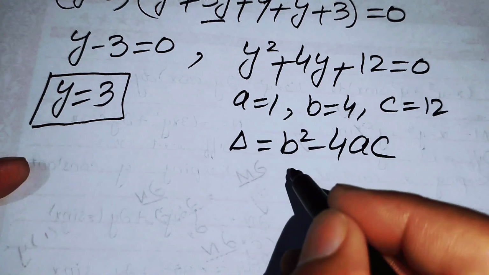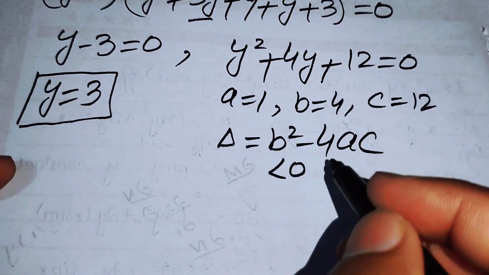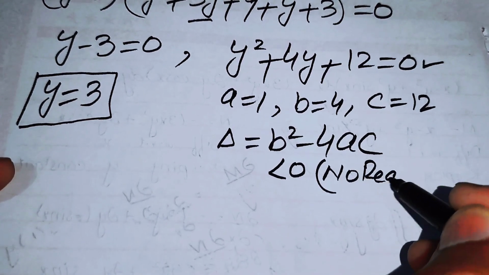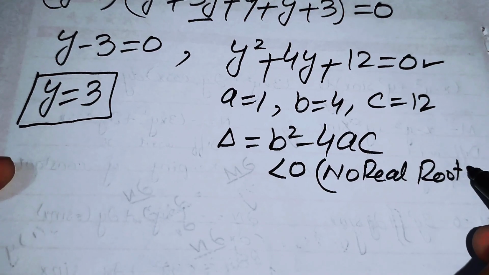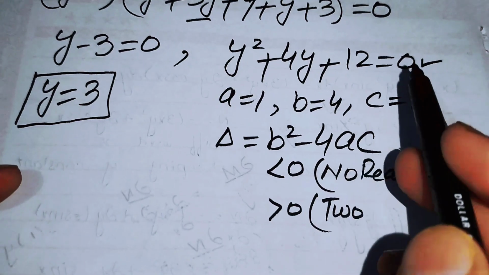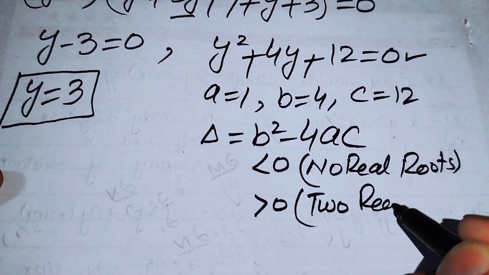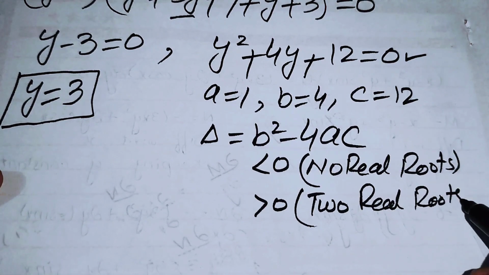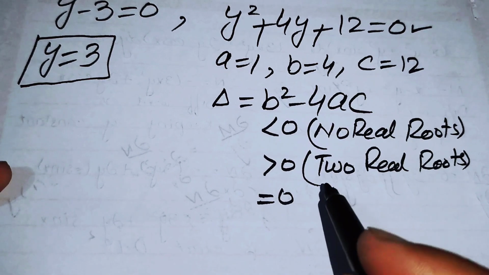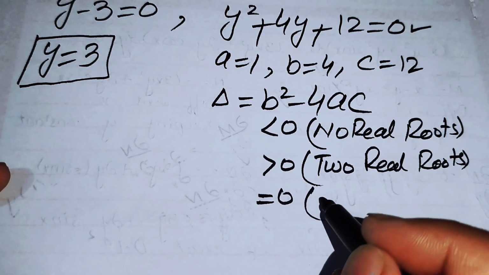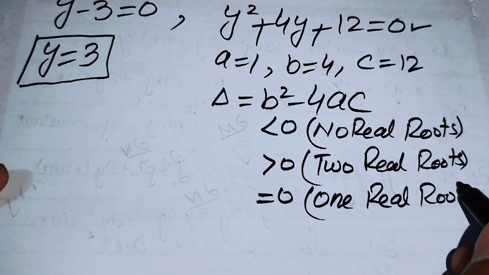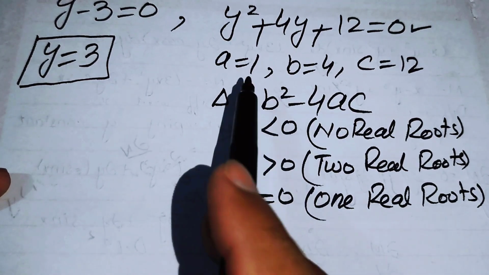If this delta is less than 0, then we can say that this quadratic equation has no real roots, and if it is greater than 0, then we say that this quadratic equation has 2 real roots, or if this delta is equal to 0, then we can say that this quadratic equation has 1 real root.